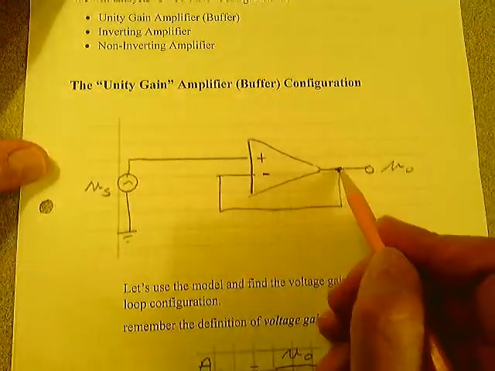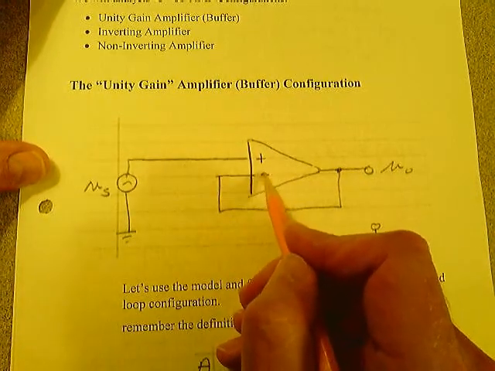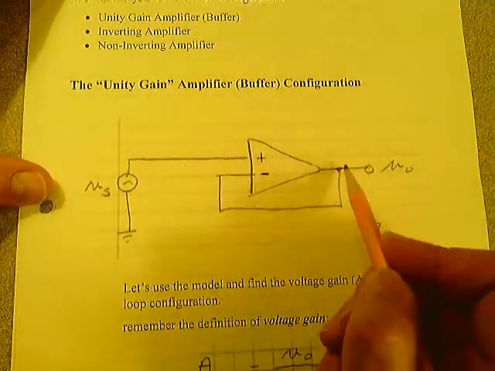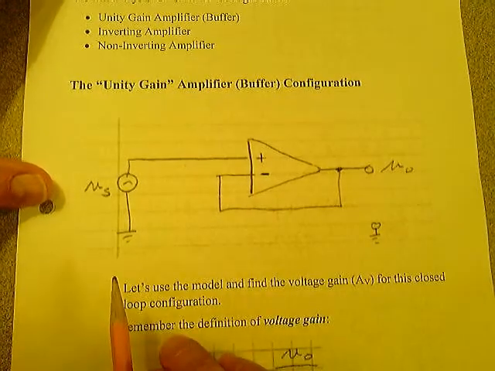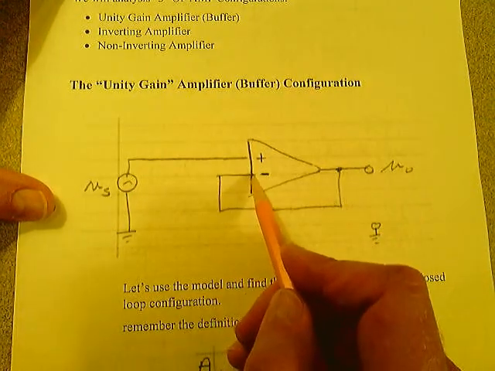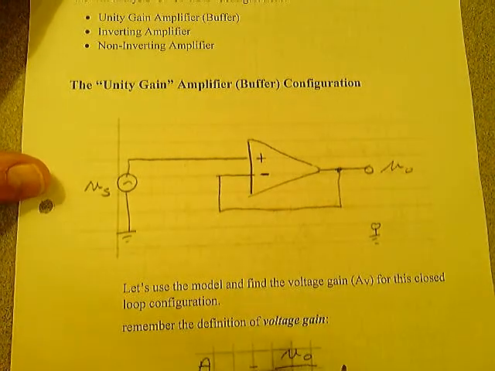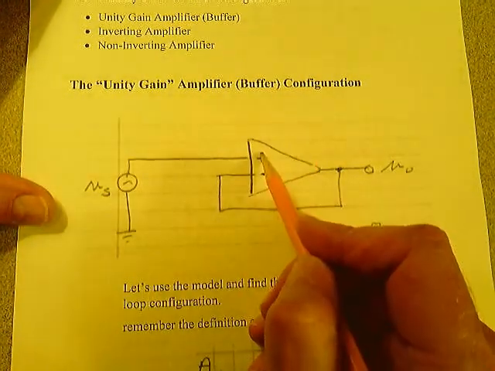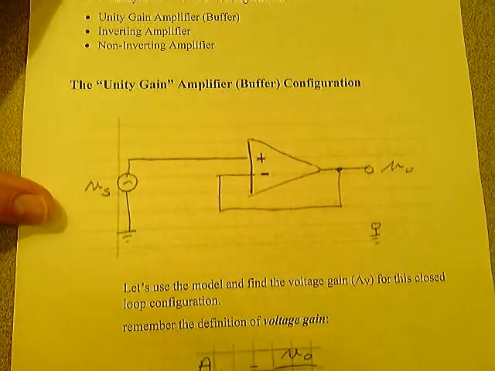I want you to notice that it takes the output and it brings it directly back to the inverting input. That's negative feedback. It doesn't take a portion of the output. It takes the entire output voltage and it brings it back with negative feedback. Anytime you see the output brought back directly to the input and it's an inverting input, that is a Unity Gain amplifier configuration. Notice that the source voltage or input voltage feeds into the plus terminal, the non-inverting terminal of the operational amplifier.